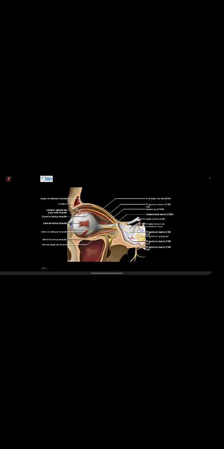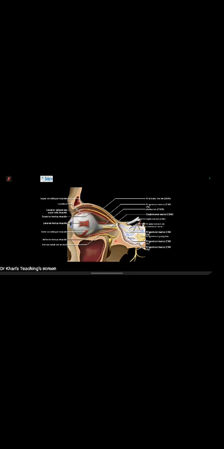V2, after passing through the cavernous sinus, passes into the foramen rotundum and goes here, and this is the pterygopalatine fossa, where it produces a ganglion here. And we are going to cover this anatomy, the pterygopalatine fossa. Now, the rest of the nerves which are sitting inside the cavernous sinus go through the superior orbital fissure into the orbit.